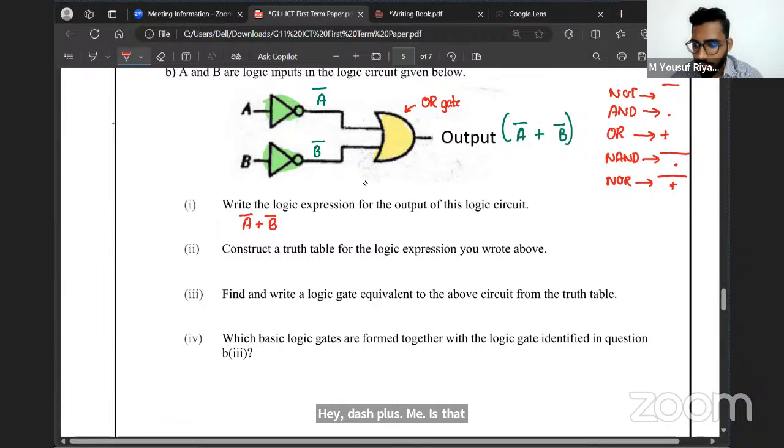Won't they give a NAND or NOR gate at the end of a circuit? If they want, they will give. That's their wish. In this question, it's an OR gate.